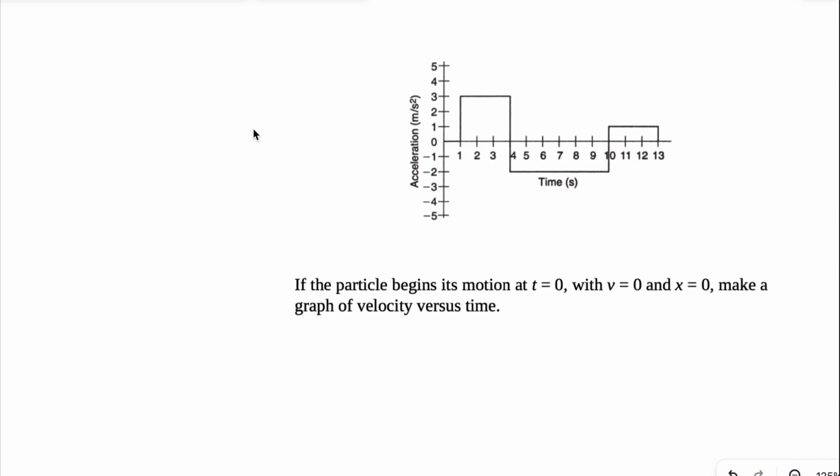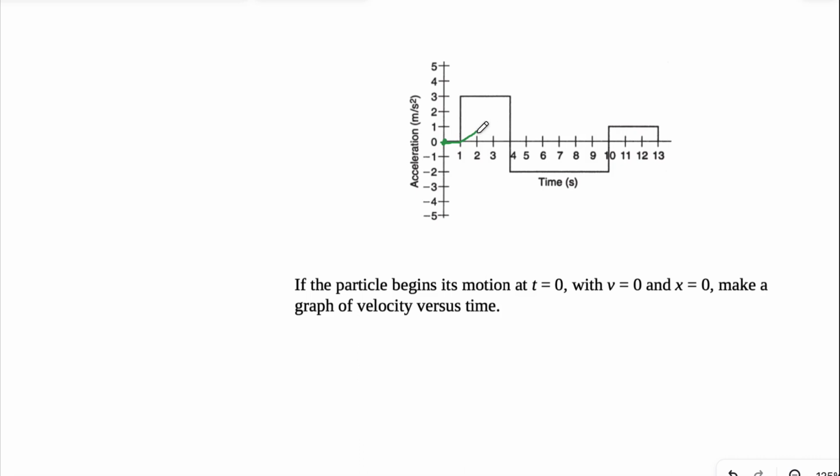Okay, so the particle is starting at t = 0 with 0 velocity, and there is 0 acceleration all the way up till t = 1. That means between 0 and 1, the velocity is going to be 0. Now, at t = 1, there is a sudden acceleration of 3 meters per second squared with initial velocity 0. So after 1 second, what will happen? The velocity will increase by 3 meters per second, because acceleration is just the rate of change of velocity. So if it was 0, now it will be a positive 3. So after 1 second, the velocity would be 3.